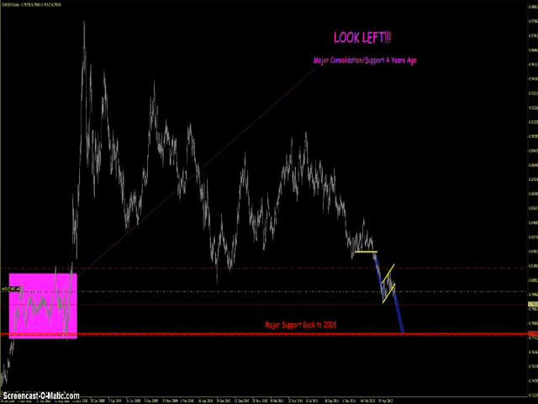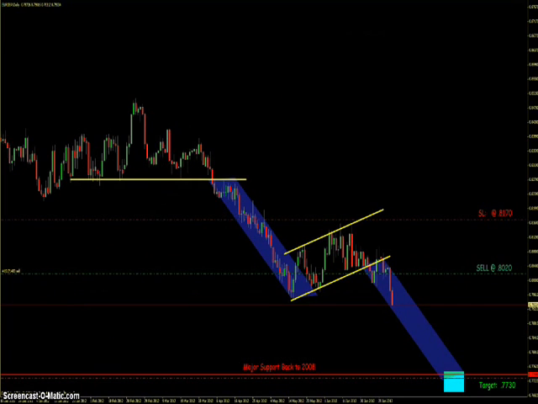Well, if we mark that off, we mark that as major support back to '08, we can then go back to our original chart, and we can find that that support line is there, and we can see it, and it matches up just perfectly with that target level.